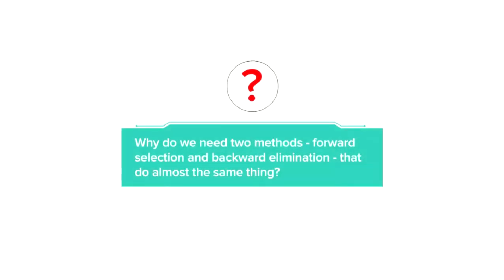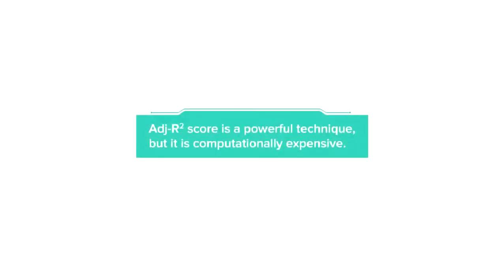A natural question to ask, which I believe some of you are asking right now, is why do we need two methods, forward selection and backward elimination, that do almost the same thing? Adjusted R-square score is indeed a powerful technique, but it comes with one major drawback. It is computationally expensive. That is, it requires a lot of computation power to run. We have been able to implement it fairly easily because the housing prices dataset is fairly small and training a linear regression model is almost instantaneous.